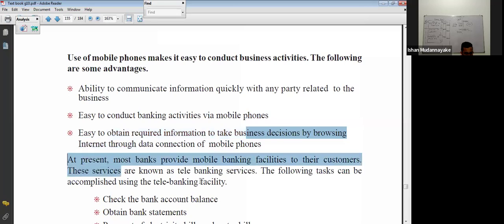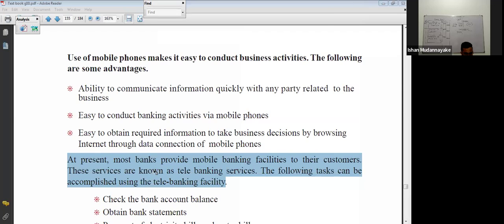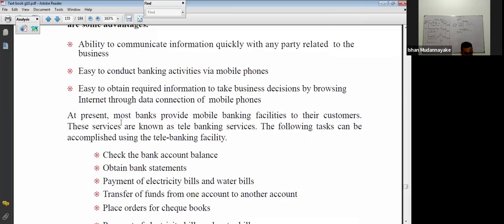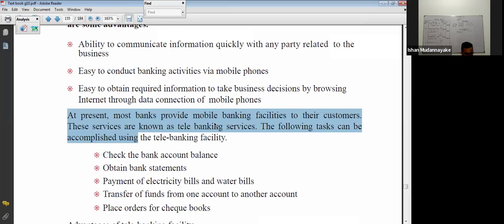At present, most banks provide mobile banking facilities to their customers. These services are known as telebanking services. The following tasks can be accomplished using the telebanking facility. Right. Now here, at present, most banks provide mobile banking facility. Now please highlight mobile banking facility. Using mobile phone, we can do bank activities.